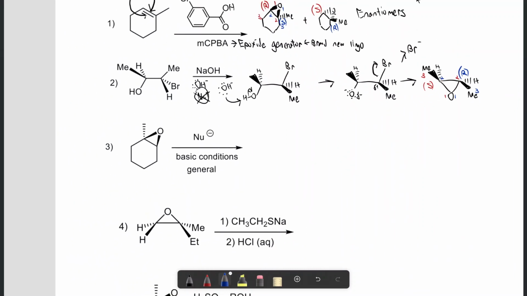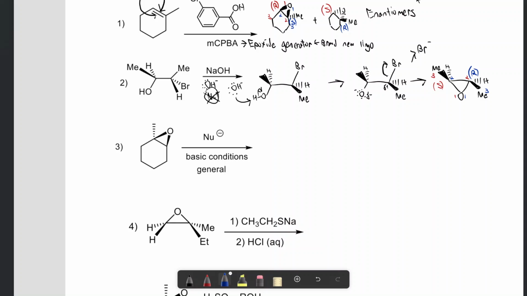Okay, and our last example for today, number 3, we have a nucleophile here, and we don't know what it is. But our nucleophile has electrons, and we're also in basic conditions. So we're going to have regioselectivity, and we're going to favor the least substituted carbon atom. So which one is the least substituted?